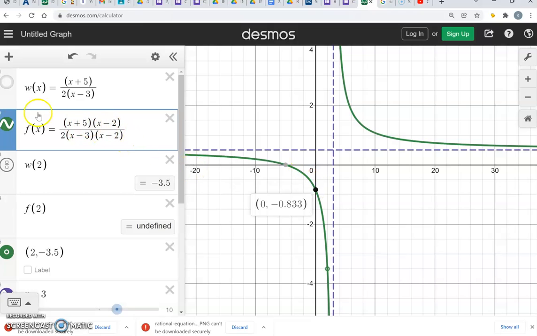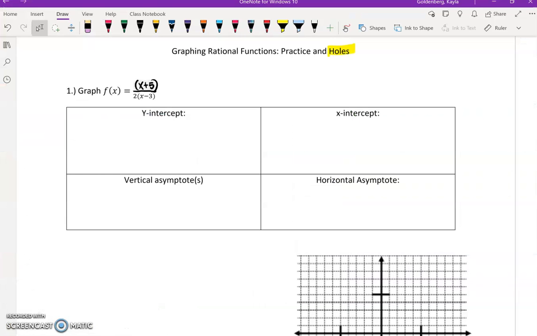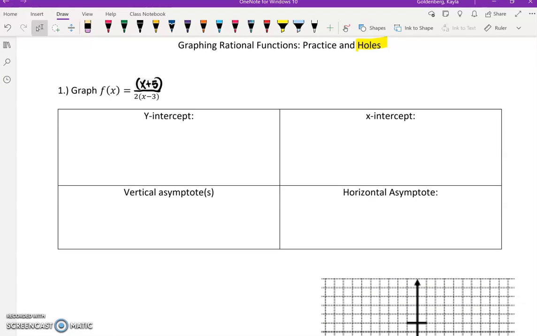So this is the concept of a hole. Notice the graph is nearly identical, right? The only difference is that one point here is a real point in the red one, but not in the green. So if you wanted to write out some details, I'm going to add in that x minus 2, right?